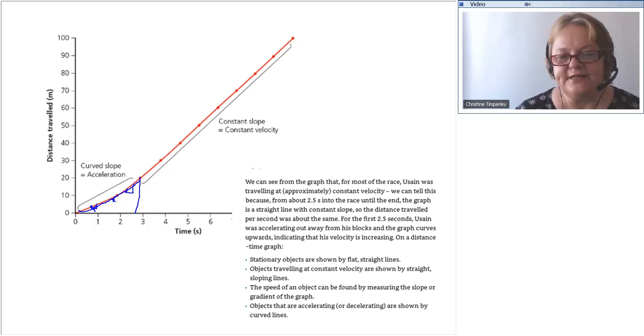So as soon as you see a curve on a distance time graph, you know that the speed is changing. And of course, another word for change in speed divided by the time is acceleration. Okay, everyone all right with the distance time graphs?